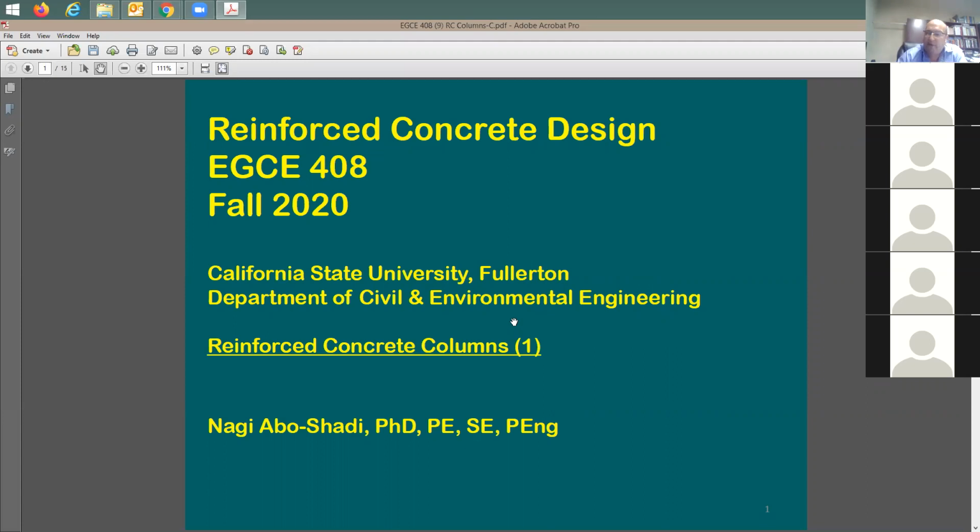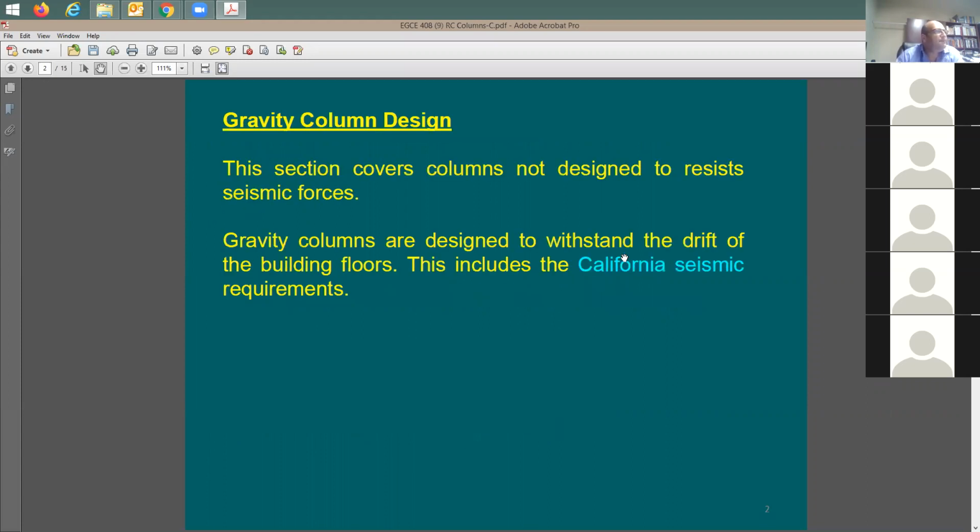In columns. Now, columns can be those vertical structural members supporting beams and slabs and whatever you have on the top of it. We have gravity columns and seismic columns.